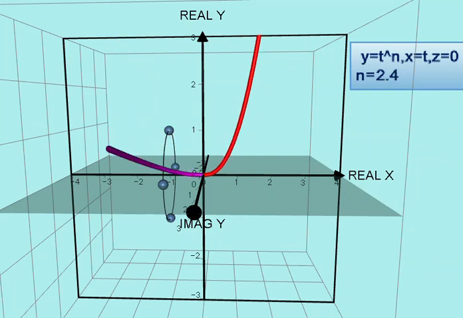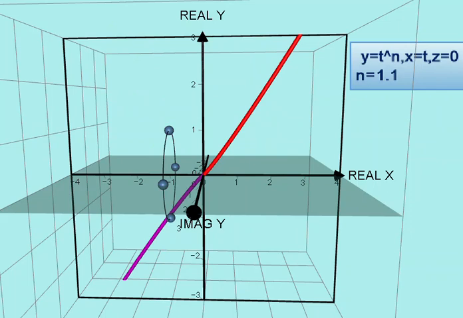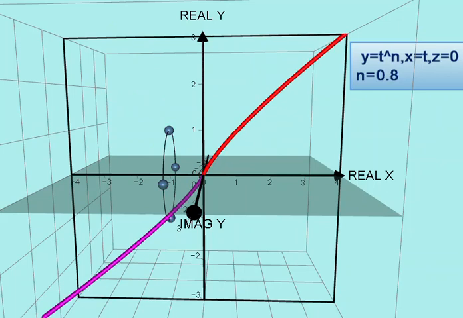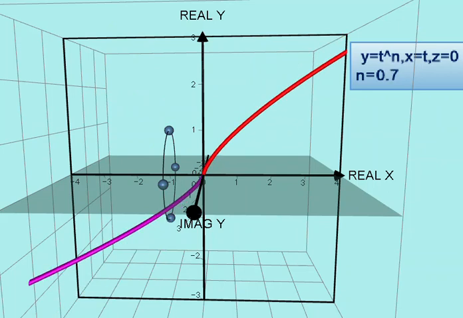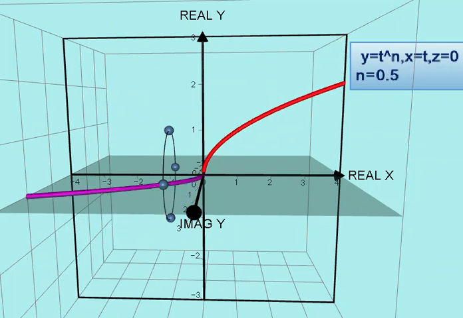And the y value tends to wind around here till we get y equals x to the 3, and it's back in the xy plane again. Now let's reduce the value of n, starting at n equals 1 again. Let's reduce, and we get 0.9, 0.8, 0.7, 0.6, 0.5.